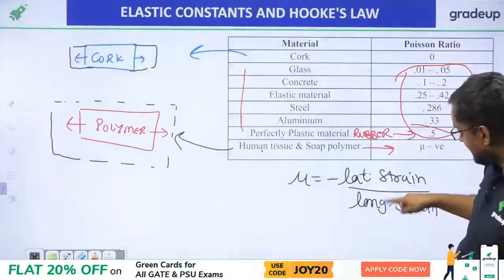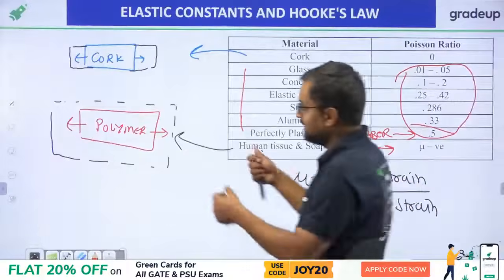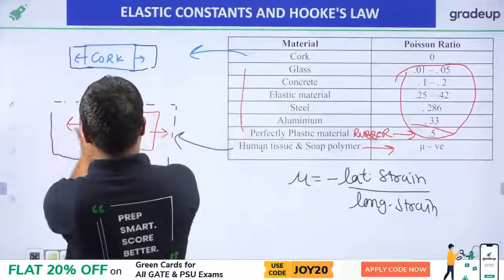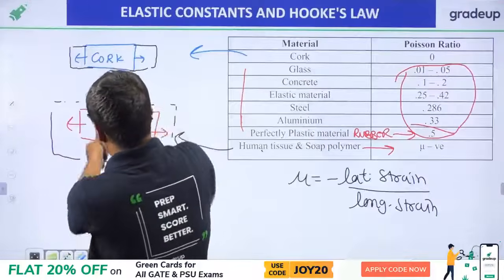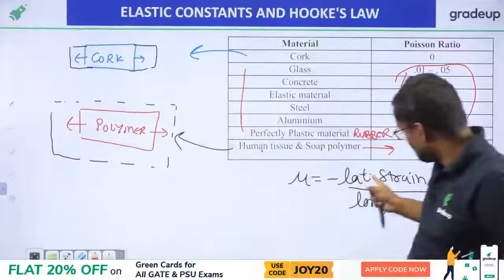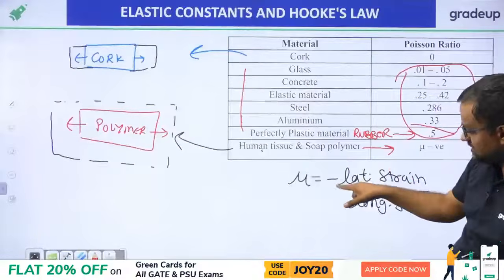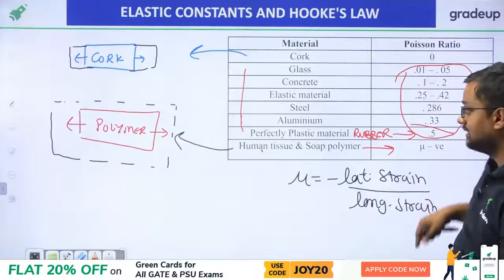So both are of the same sign. Longitudinal here is also positive along the force, and lateral, that is 90 degrees to the force, is also positive. Both are increasing. So this is plus plus, and there is a minus in the formula itself. Therefore mu will come out negative.